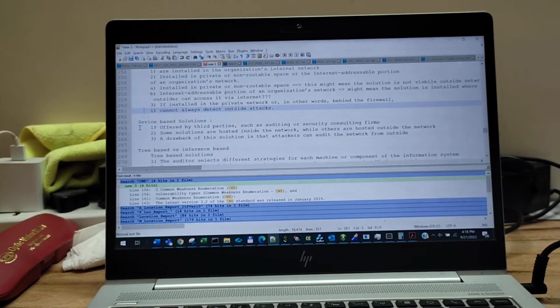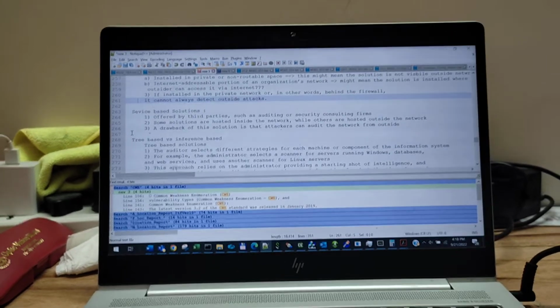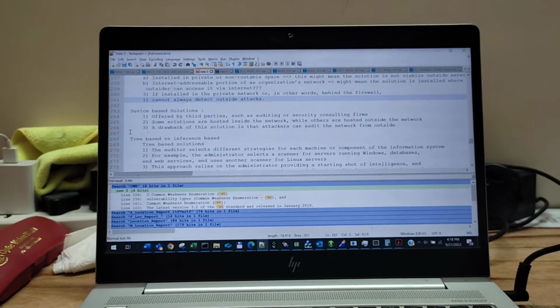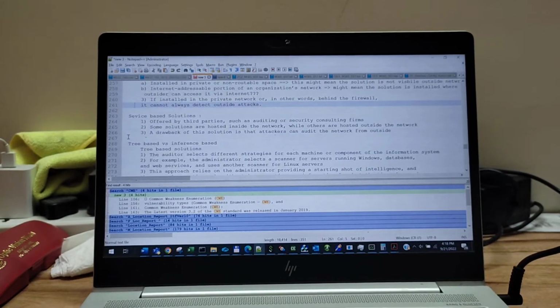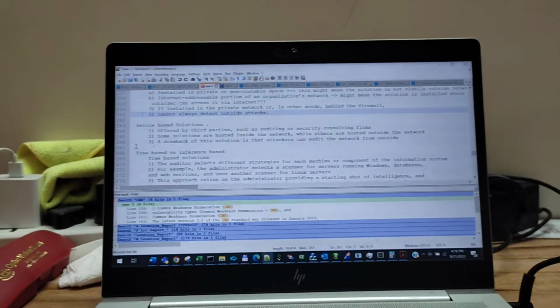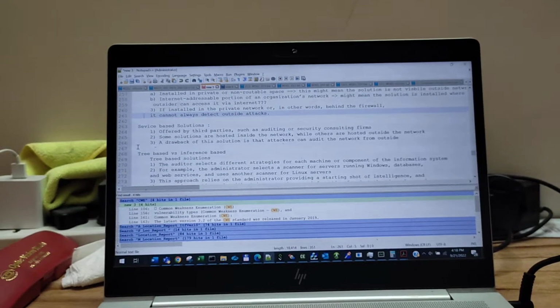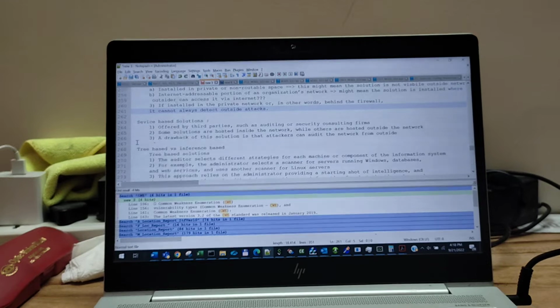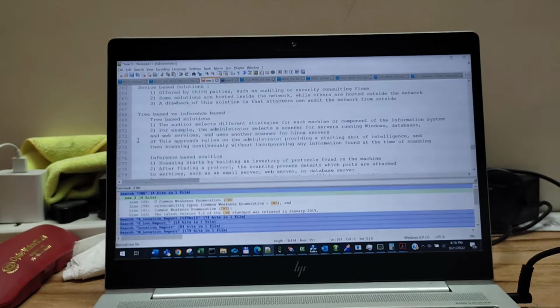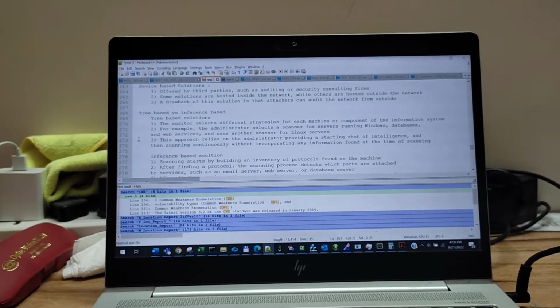Okay, now coming to service based solution offered by third parties such as auditing or security consulting firms. Some solutions are hosted inside the network while others are hosted outside the network. A drawback of this solution is that the attackers can audit the network from outside. Next, tree based versus inference based.